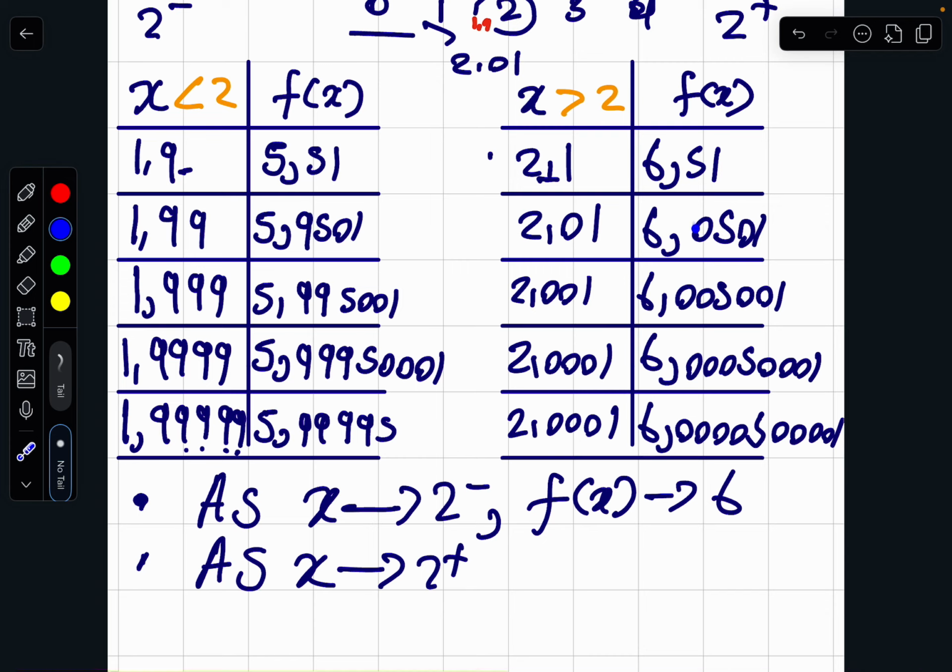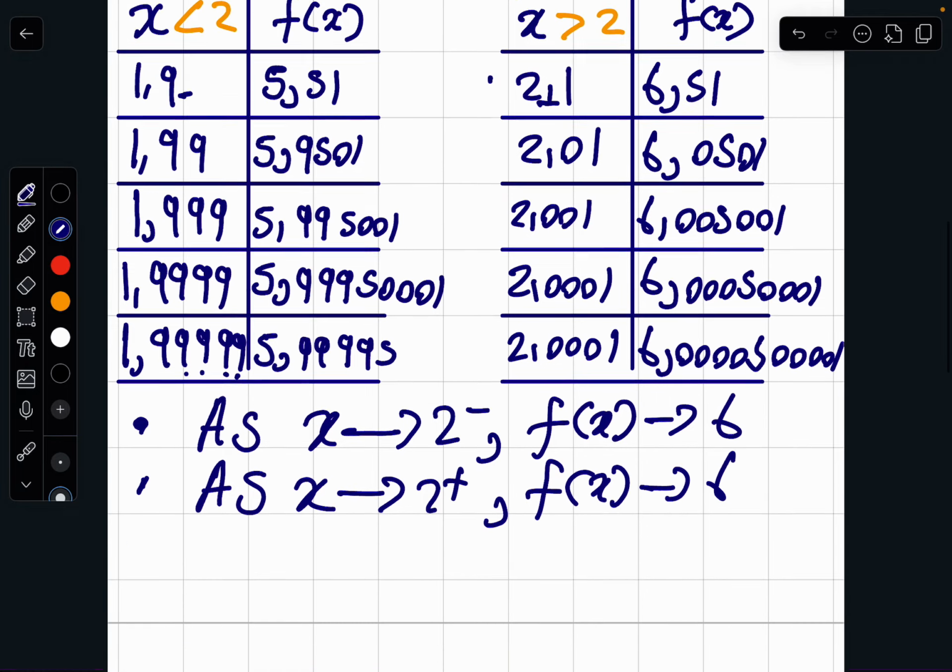This 6 is having so many zeros. These zeros will grow bigger to a point whereby this 5 disappears. We have so many zeros to a point whereby we won't see any number here. Then it causes the 6 to be a 6. So this thing is approaching 6. Understand? So meaning f of x approaches 6.